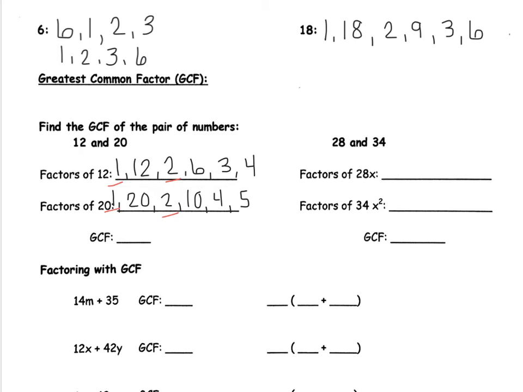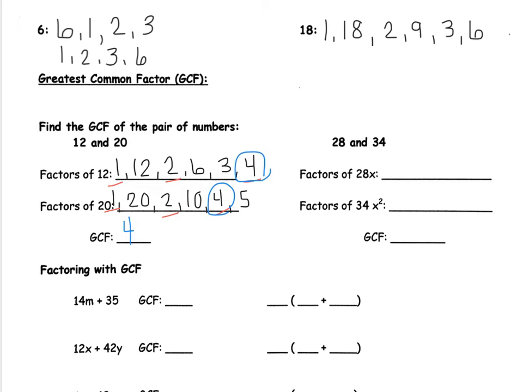And what else do they both have? They both have 4. So those are all common. Of those numbers, which is the largest factor? It would have to be 4. So the largest or greatest common factor of 12 and 20 is 4.